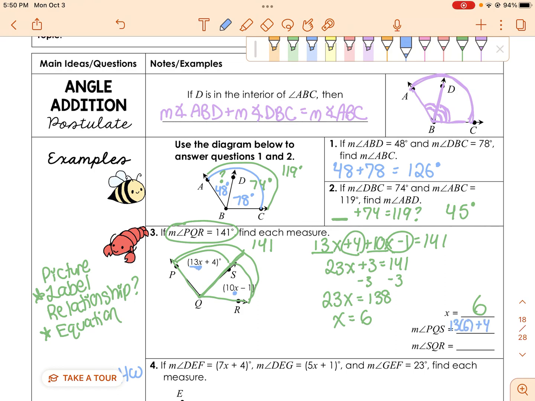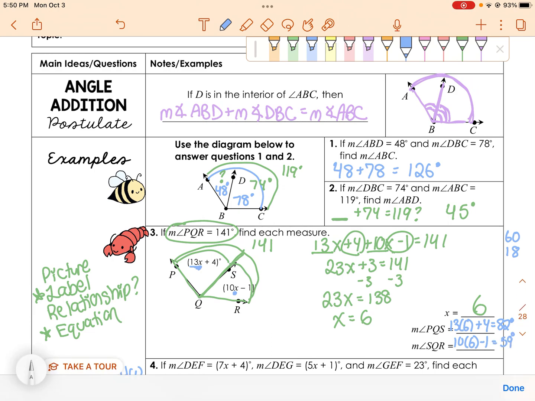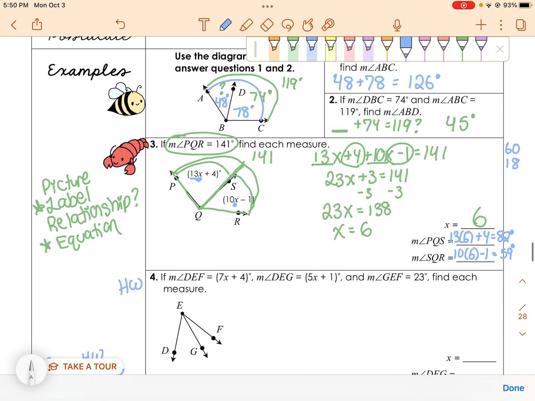So PQS will be 13 times 6 plus 4. 13 times 6 is 60 and 18. So that's 78, and 4 would give you 82 degrees. SQR is 10 times 6 minus 1, which is 60 minus 1, so that's 59 degrees. And just make sure that you do a little check. They should add up to 141, so that's 130 and 11, so that's 141.